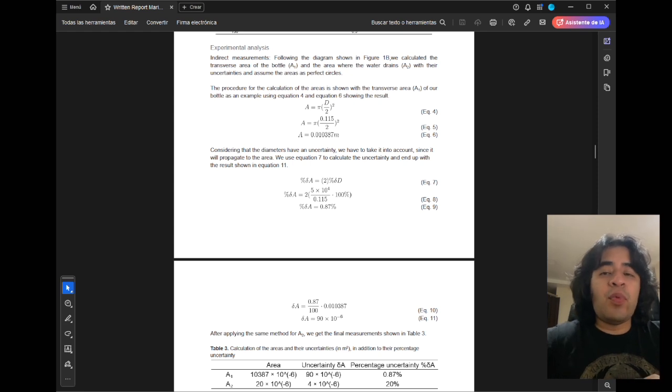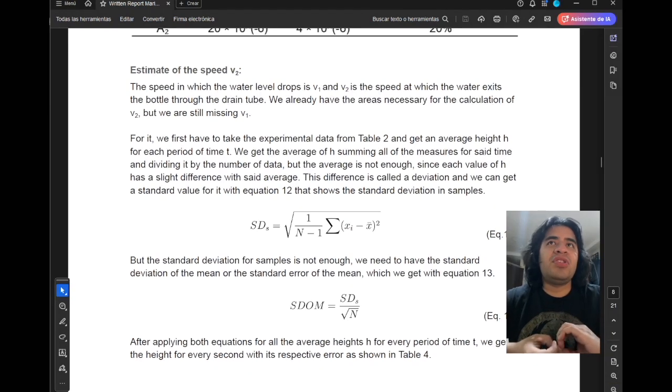Now the next step we did was obtaining the value for the cross-section areas needed for the calculations. Using the formula for the area of a circle and obtaining the uncertainty of the measurements taken, our results for the areas with their absolute uncertainties and the percentage uncertainties are shown in table number 3. Using the data obtained in table 2, we use the average of the level of the water from the 5 measurements, and we also obtain the standard deviation error of the mean for every period of time.